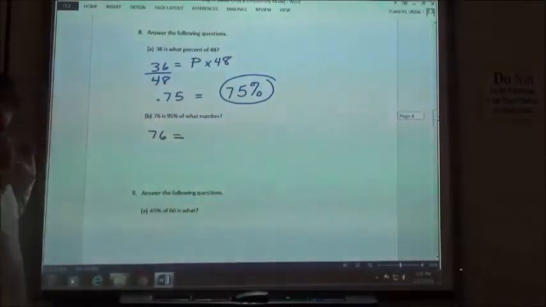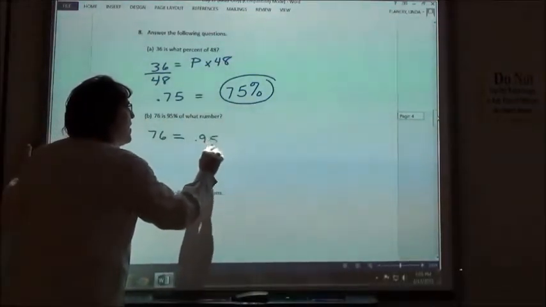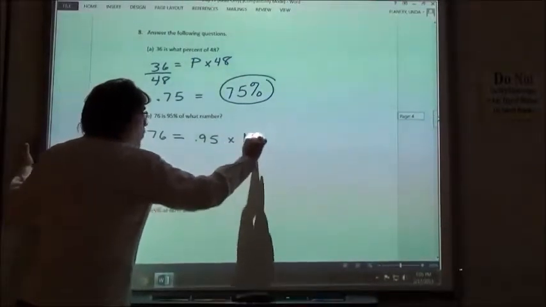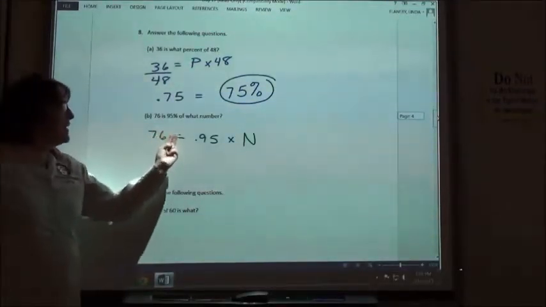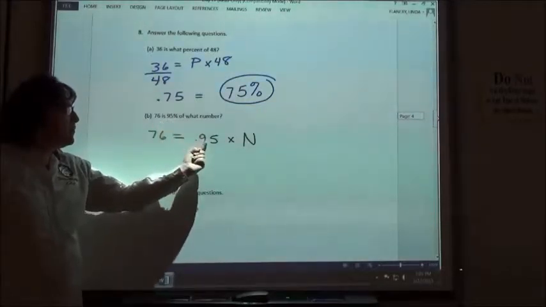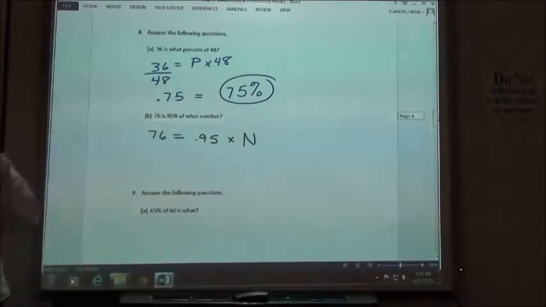What do we do for 95%? 0.95 times, we don't know, right? So this is a little different than the part B one on the previous one. We're missing a different thing. 76 equals 95%, 0.95 of what? Times something. So in order to solve this one, what do we end up doing? Dividing by that 0.95.